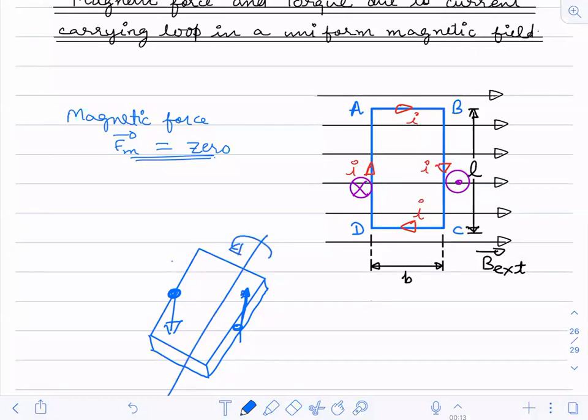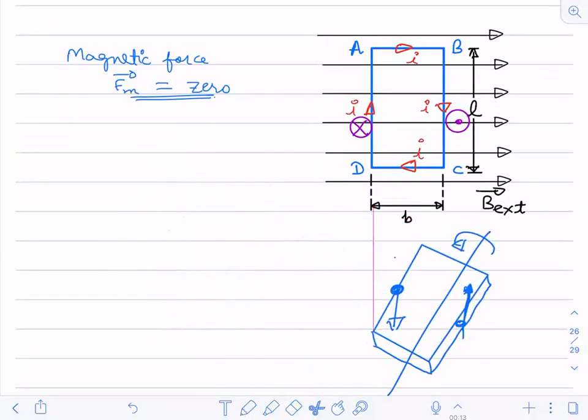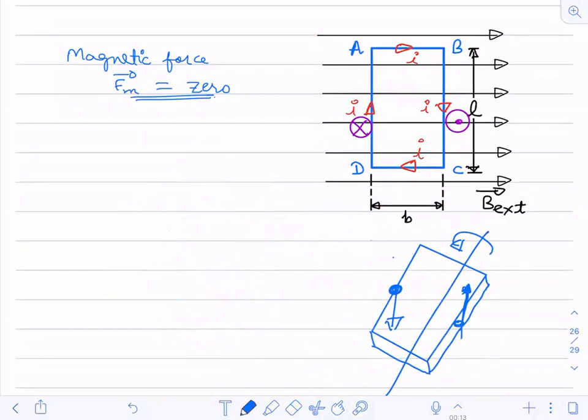Understood? Fine. So this torque will be there. Due to these two forces, we will have a torque now. So I'm writing over here force on DA.